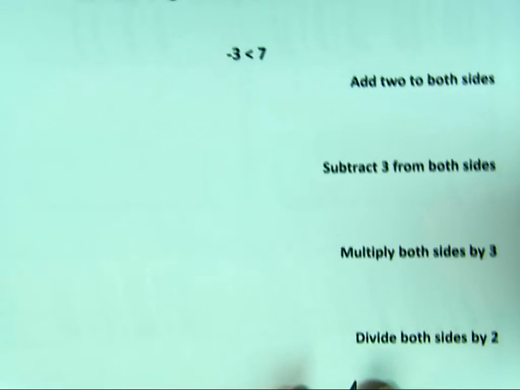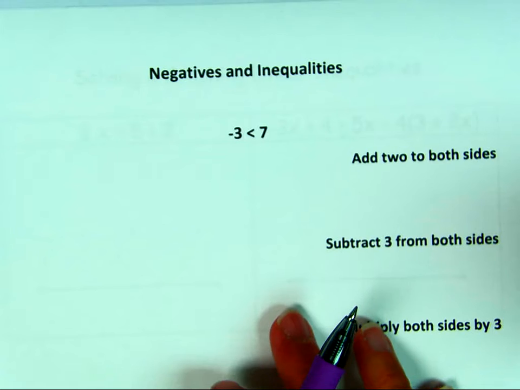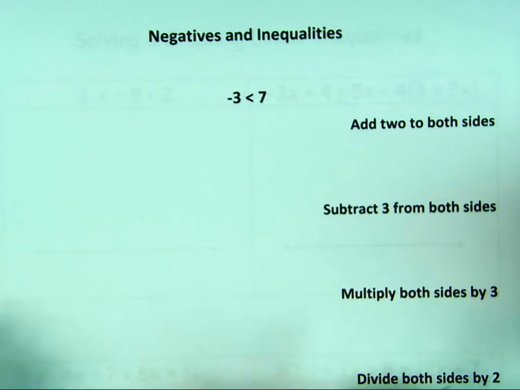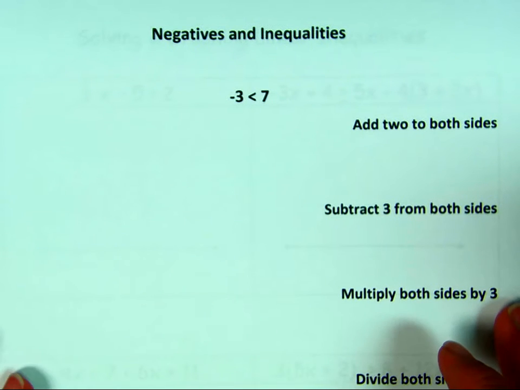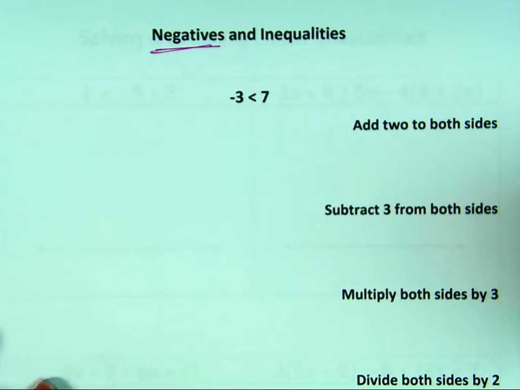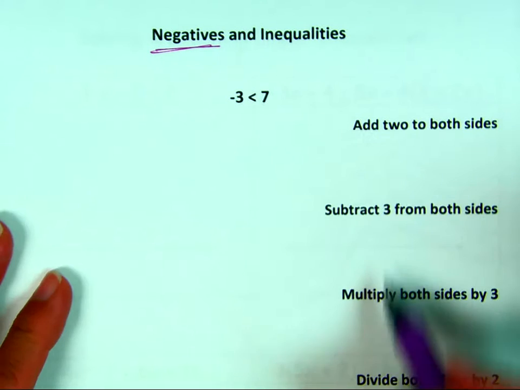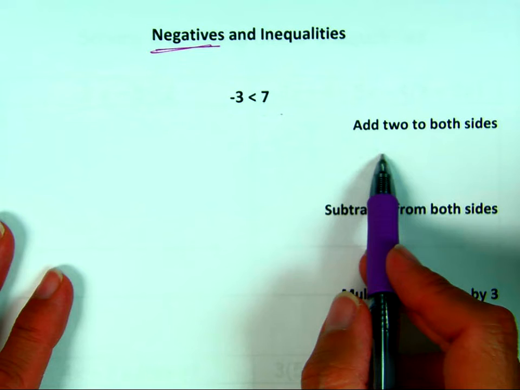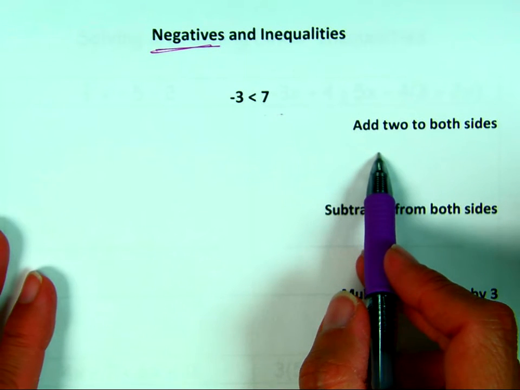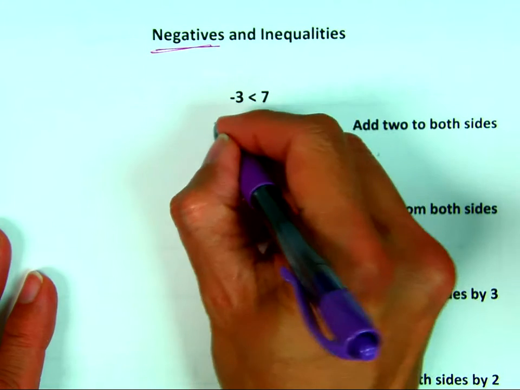Now before we solve some more challenging inequalities, I want to talk to you about why we have rules for negatives when we're dealing with inequalities. So we're just going to do some things to this inequality, and we're going to see when it works and when it stops working. Add 2 to both sides.